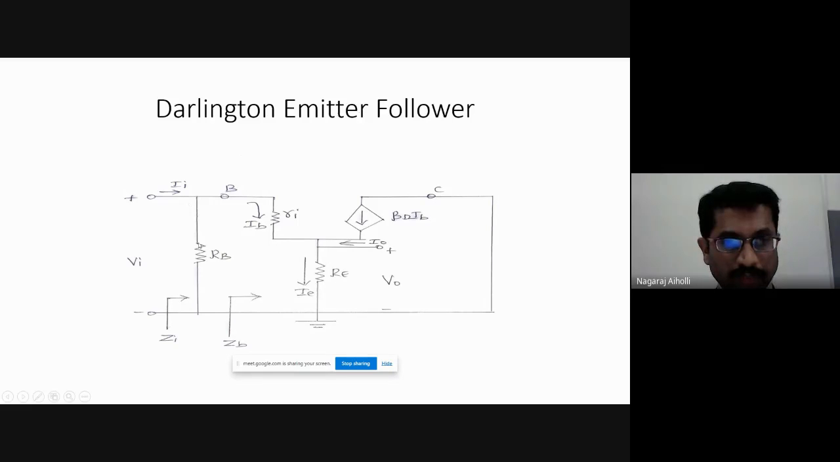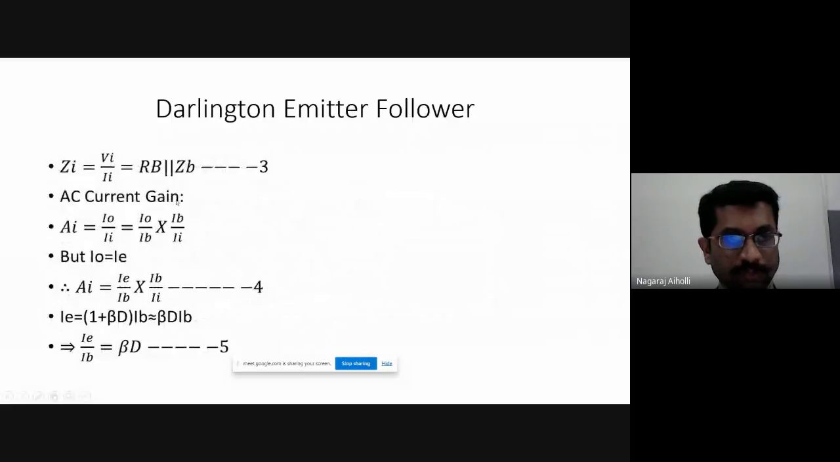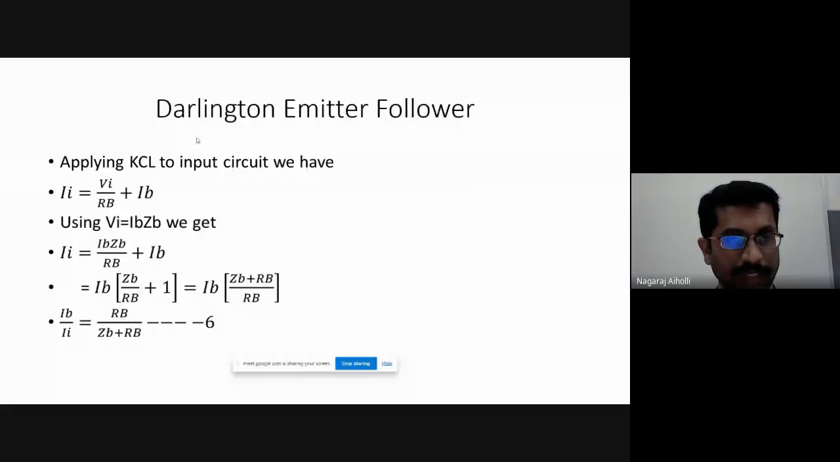What is the current flowing through RB? The current flowing through RB will be the voltage across RB divided by resistance, VI by RB, plus this current IB. That is the main current II. So by applying KCL, we get II is equal to VI by RB plus IB.